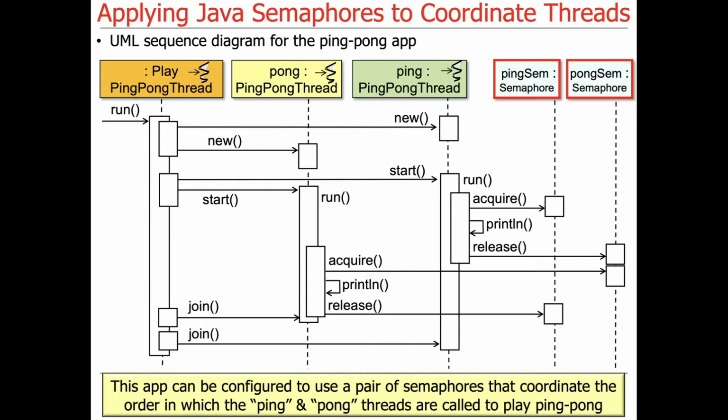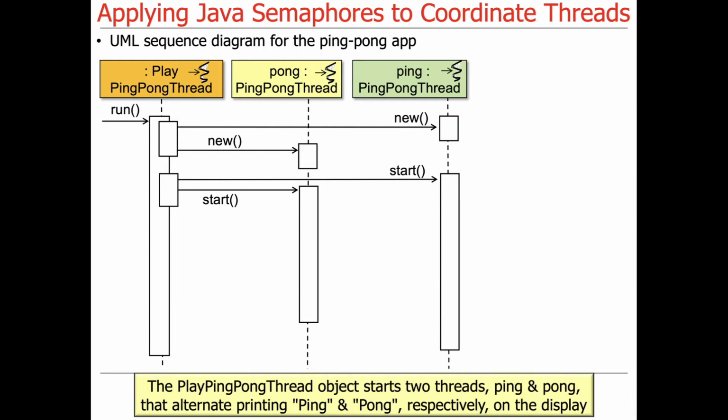Here's the UML sequence diagram for the Ping Pong app. This app can be configured to use a pair of semaphores that coordinate the order in which the ping and Pong threads are called to play ping pong. So here are the two semaphores, the ping semaphore and the Pong semaphore. So they're two binary semaphores. Here's the way this works.